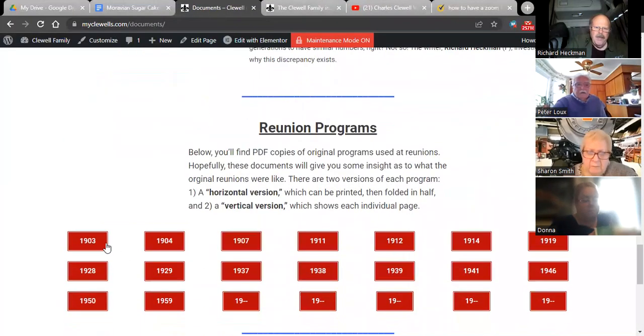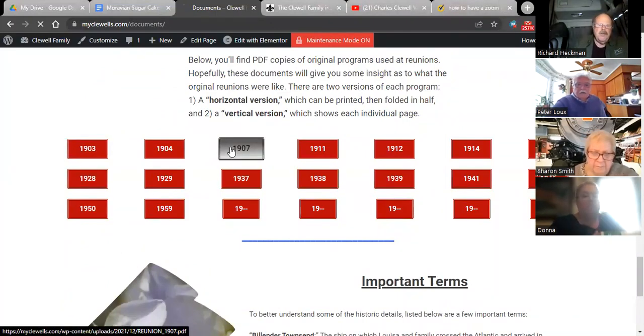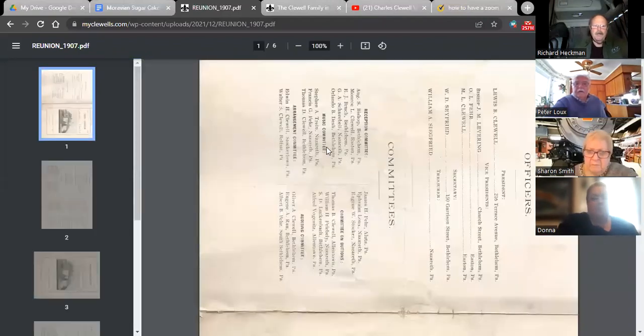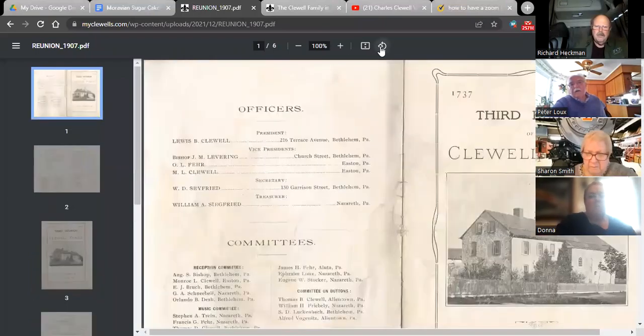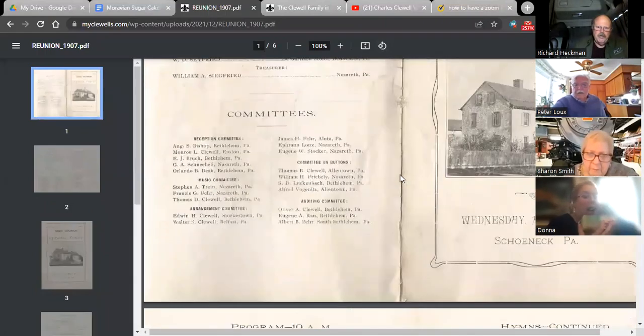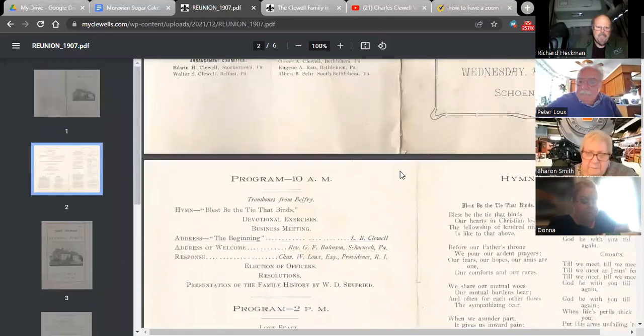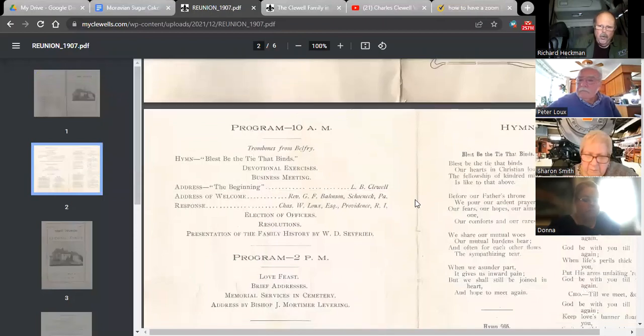And if you go further down, here are all the reunions, the reunion bulletins. Here's the 2007 reunion. And it might take a little while to load up. Yeah, let's see, I think I need to do that. But yeah, this is a copy of one of the original bulletins, and this was not the first reunion. This was the 3rd reunion. And interestingly enough, their first several reunions were on a Wednesday, and I don't know why they did that.